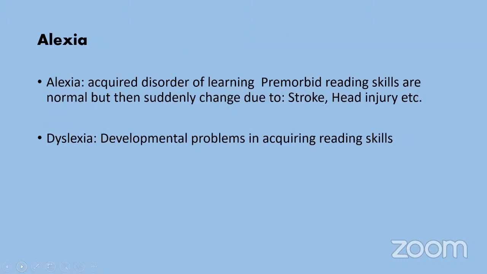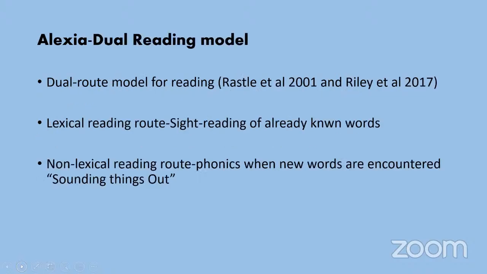What is alexia? Alexia can be defined as an acquired disorder of reading. The pre-morbid reading skills are normal, but then suddenly there is a change due to stroke, head injury, etc., which disrupts the circuits. On the contrary, dyslexia means a developmental problem in acquiring reading skills. So there is a dual reading model. This dual route model for reading is there for writing also.